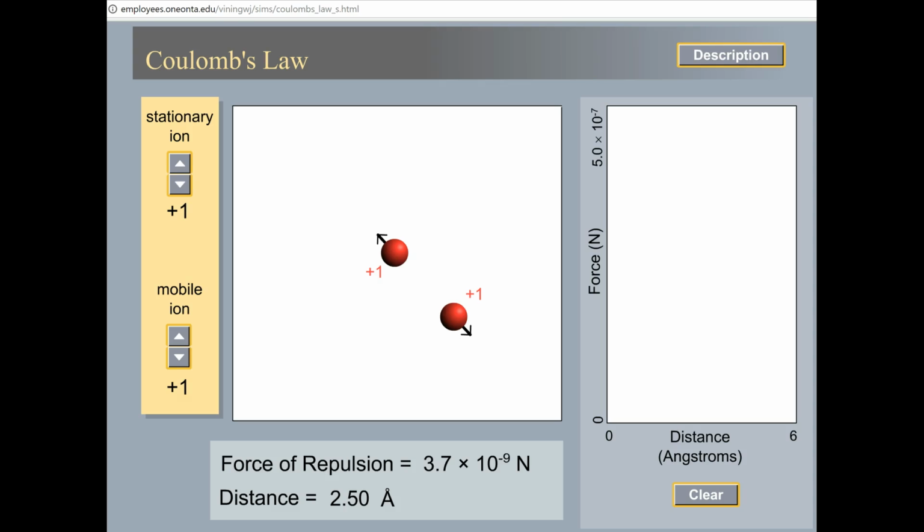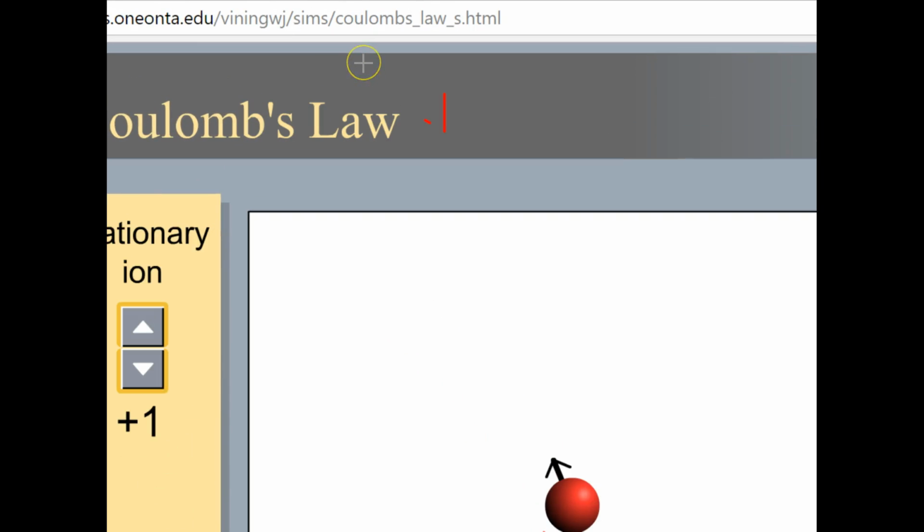Notice that our distance was still left at 2.5 angstroms. We're going to change the distance. So expect to see some changes here. Okay, and so what we're going to do is take this and move it. And then what happened to our force of repulsion? Let's try that again. Okay, so first what we have here is two ions that have both positive charge, and their force is going to be 3.7 times 10 to the negative 9. So let's see if we can write that somewhere.